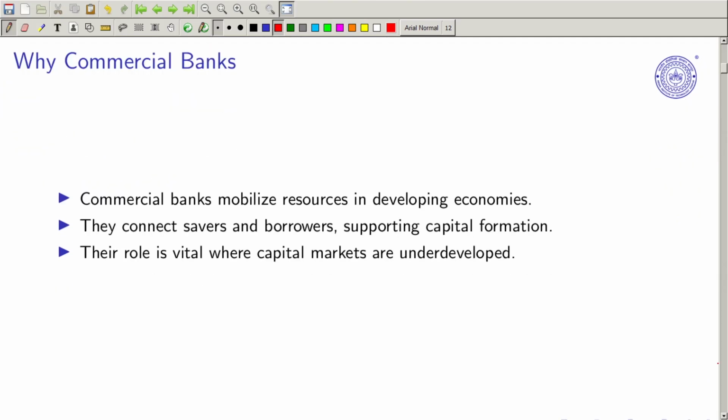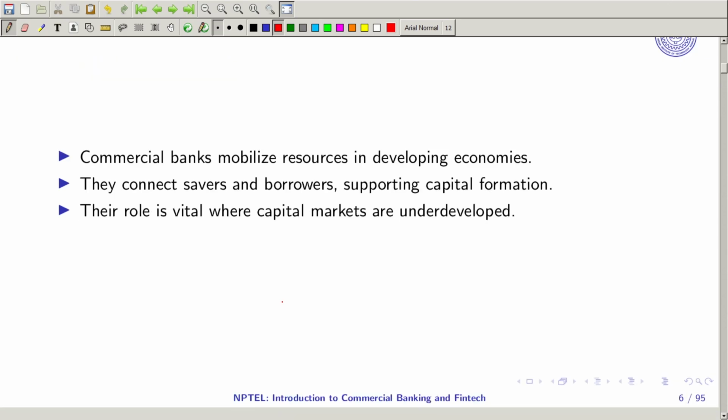Now coming to why commercial banks and why do we need commercial banking. Commercial banks mobilize resources in a developing economy. This is where they connect savers and borrowers. Their role is vital where capital markets are underdeveloped. This is very important, especially in developing countries where the stock market is not well developed. Almost 80% of the financing needs are met by the banks, and these banks as a result play a critical role in the overall development of the economy. So this is very important.